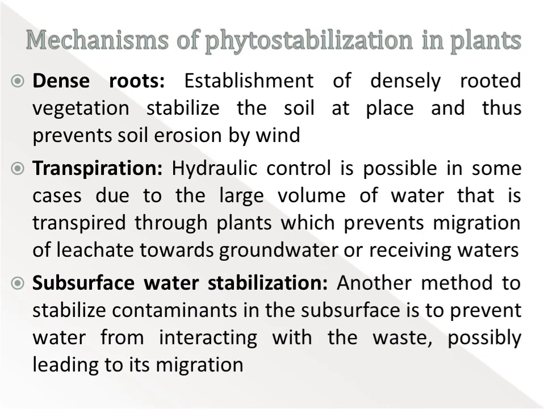Now the third way is subsurface water stabilization. The dense roots also stabilize the water that is present around the roots and prevent that contaminated water from interacting with the nearby waste materials, and in this way prevent the migration of the contaminants to the nearby regions. So these are the three mechanisms by which phytostabilization mostly takes place in plants.